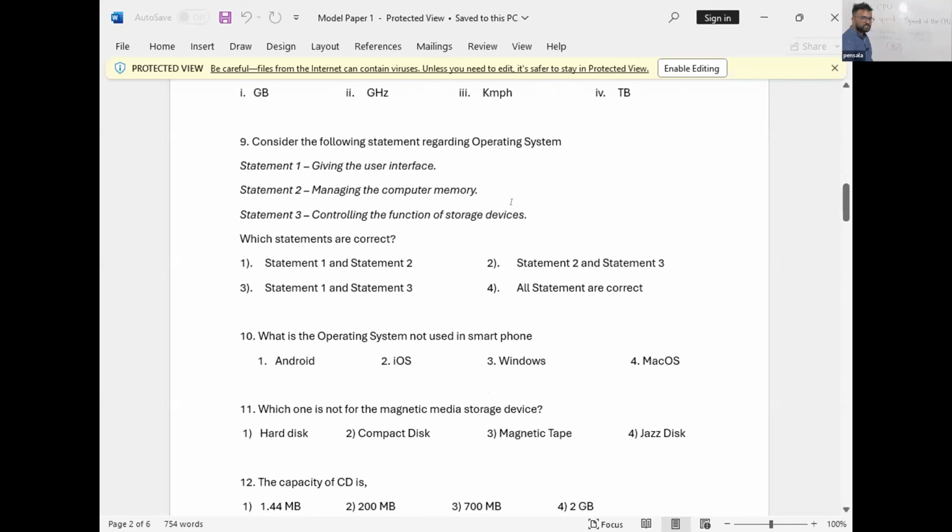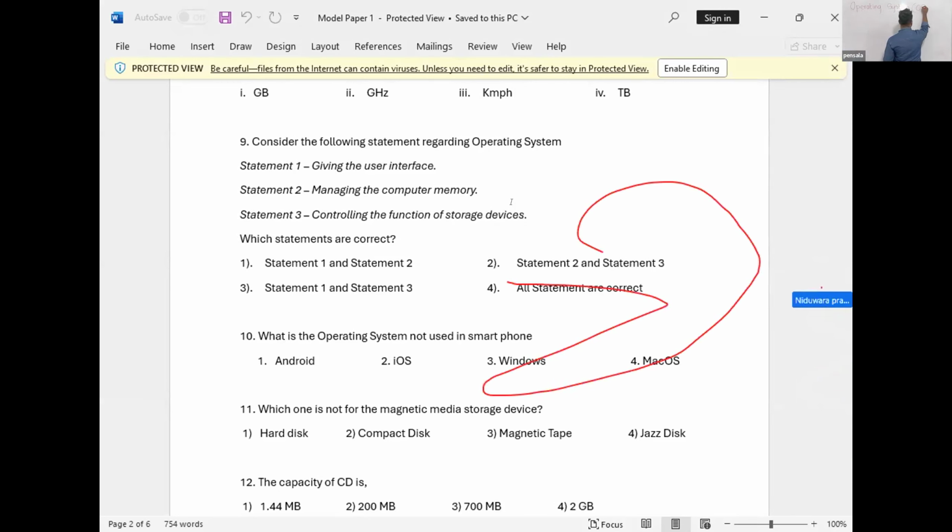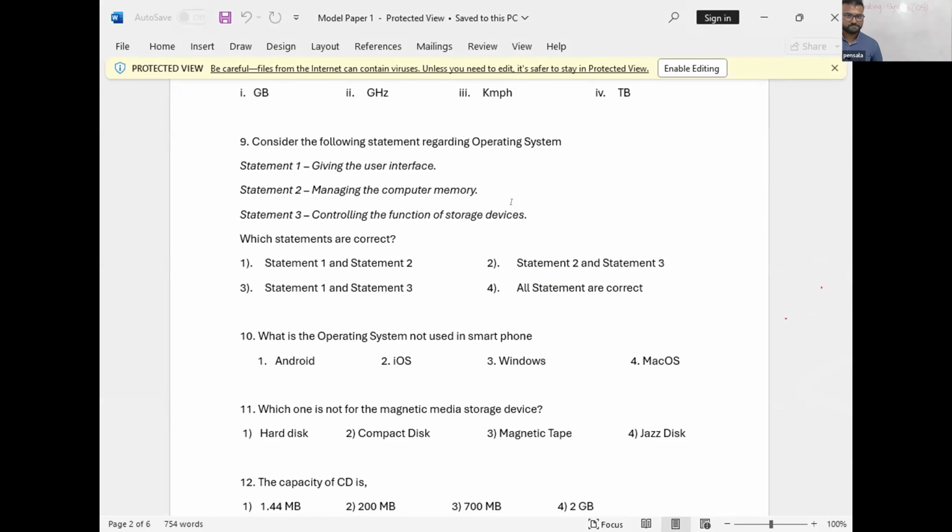So let's move on to the next part related to operating systems. Right? Operating systems. Simply we called OS. Operating system.